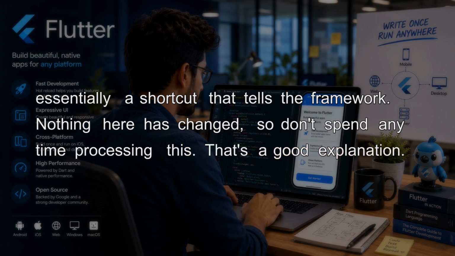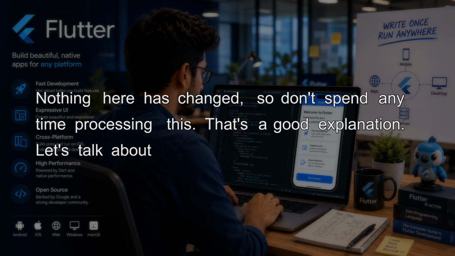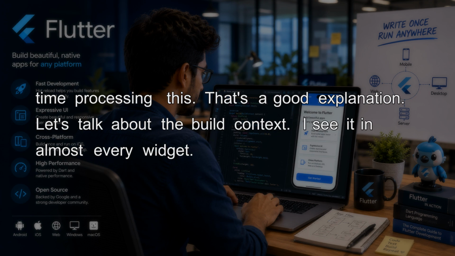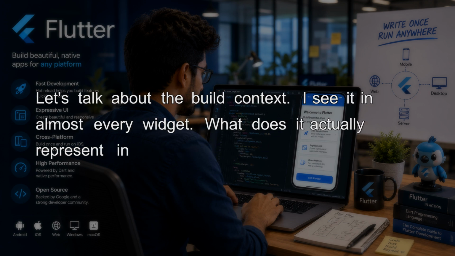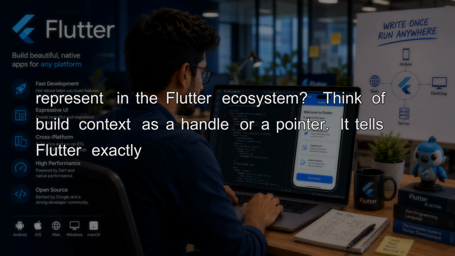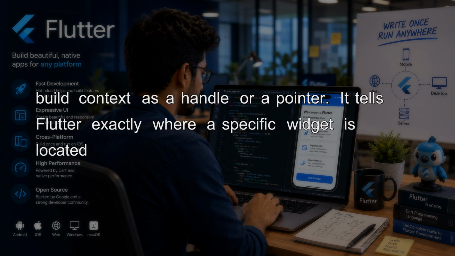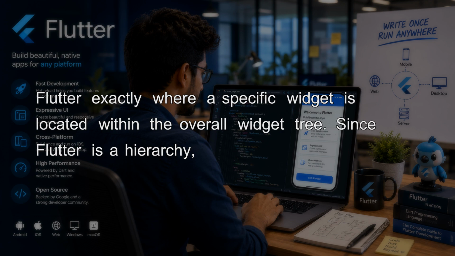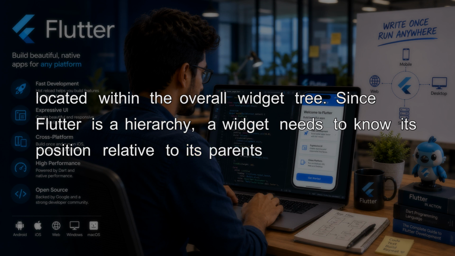That's a good explanation. Let's talk about the build context. I see it in almost every widget. What does it actually represent in the Flutter ecosystem? Think of build context as a handle or a pointer. It tells Flutter exactly where a specific widget is located within the overall widget tree. Since Flutter is a hierarchy, a widget needs to know its position relative to its parents and children.